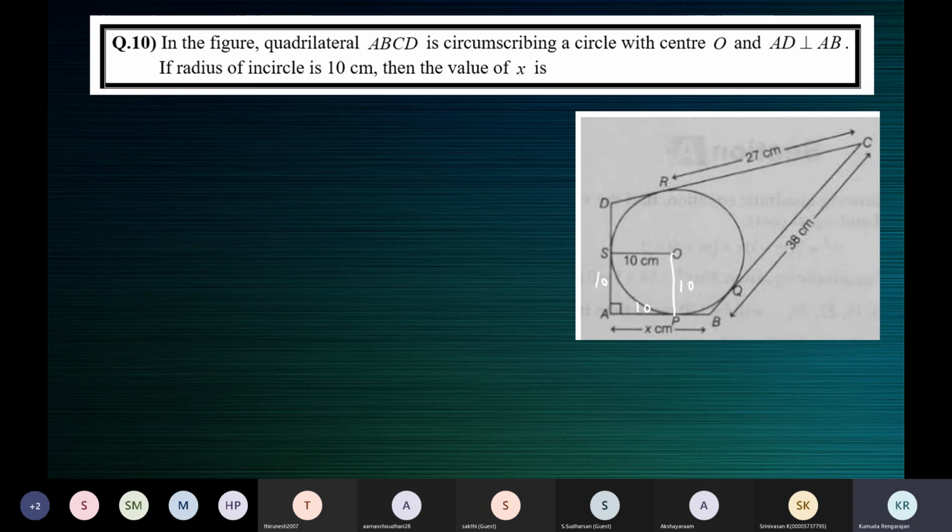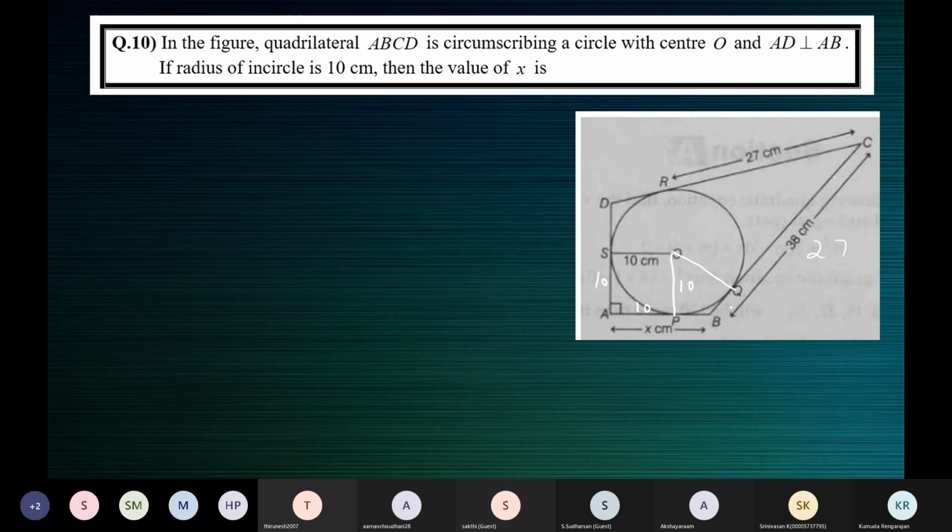Now I'll allow you to think. Ma'am, X is equal to 21 centimeters. Okay, you tell me how you got it. Next, what did you find? Ma'am, I joined O and Q. Okay, then we know that CR is equal to CQ, so CQ is also 27 centimeters. Yes, ma'am. Correct. Then BQ is equal to 11 centimeters, and they are given BC is equal to 38 centimeters.